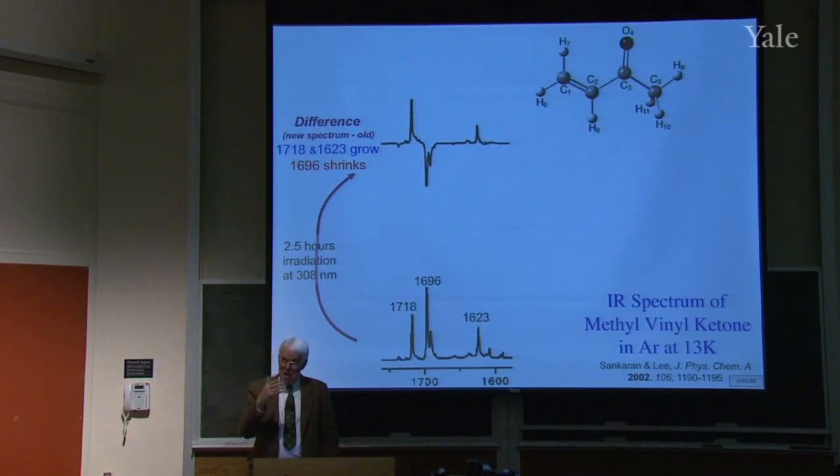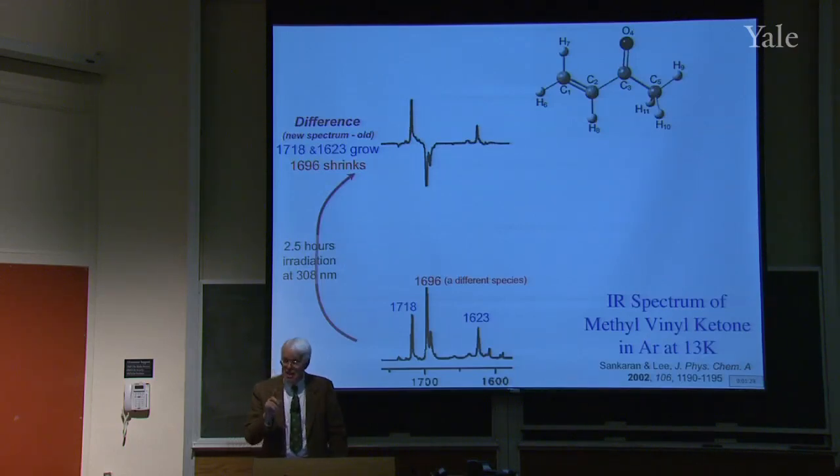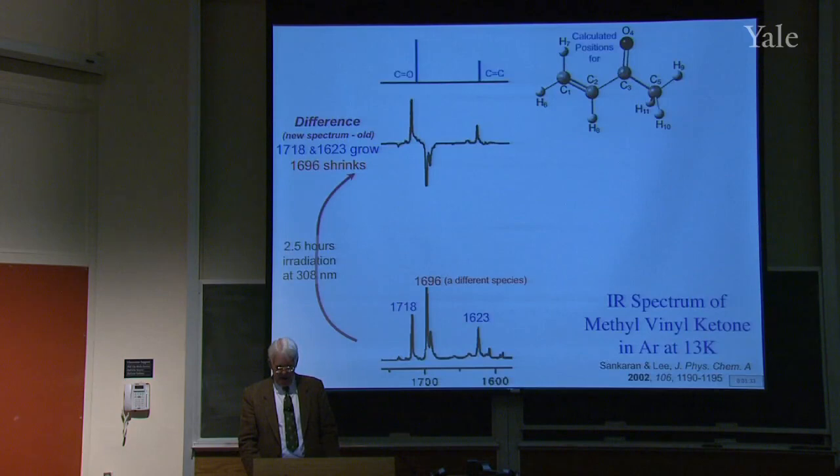So the one that's being formed is getting stronger, the one that's going away is getting weaker and appears negative when you do the difference. Okay? And that's 1696. So that original doublet we looked at is not from the same compound, those two peaks. They're from two different compounds. But the 1696, if photolyzed, can become the 1718.